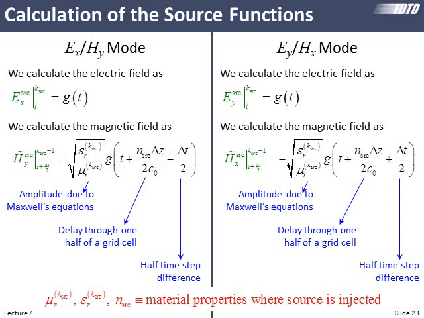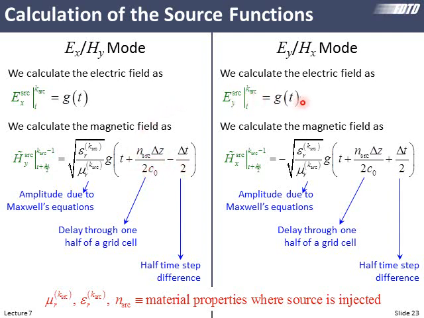And why does it have different timing? There's two components here. The E and H fields are a half time step apart. That's how we've defined our finite differences. They're also in physically different spots. They're a half cell apart. So we have these two delays that we have to compensate for.